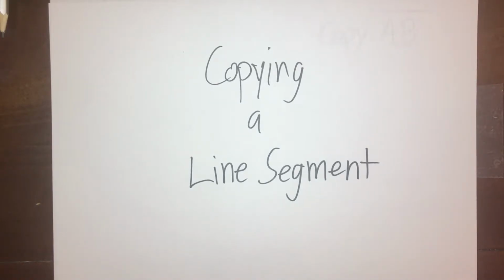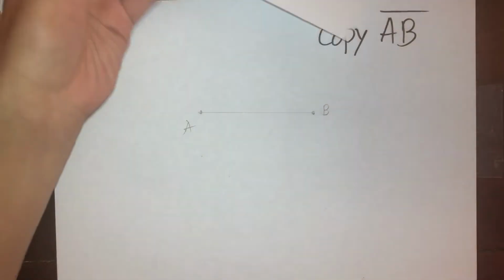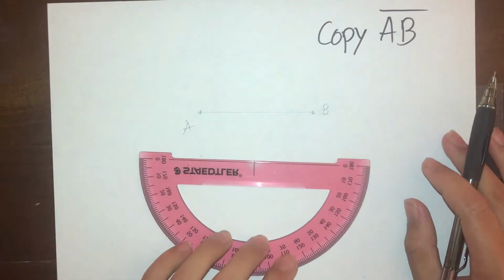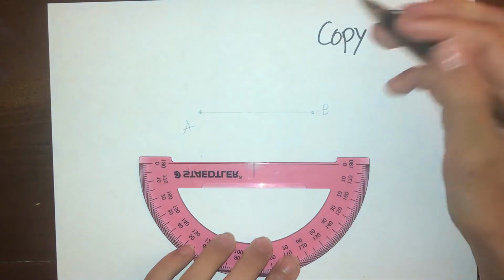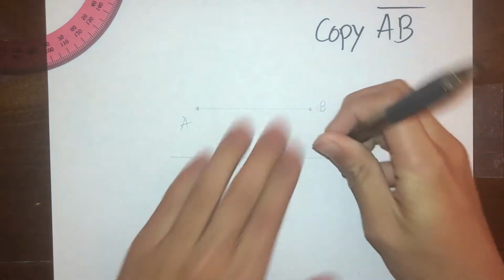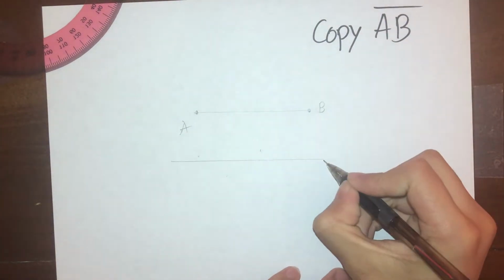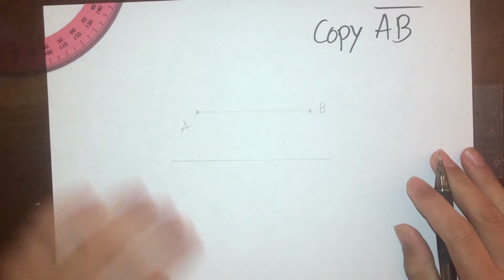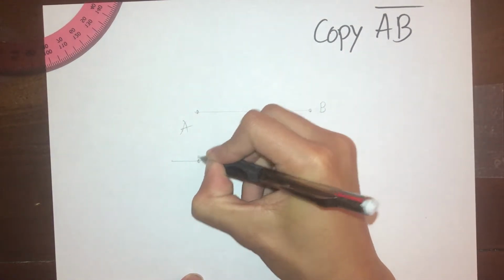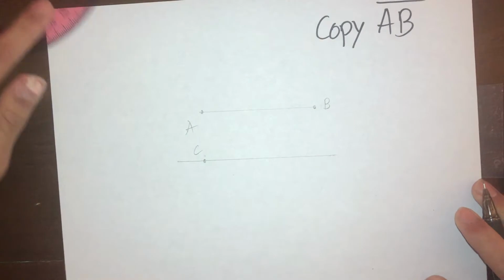Copying a line segment. Once again, we are given the segment AB, but this time told to copy it. Get a straight edge and make an even longer line than A and B. Right under A, make a corresponding point, which we will label C.